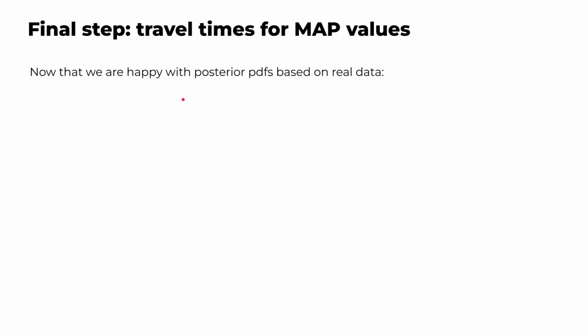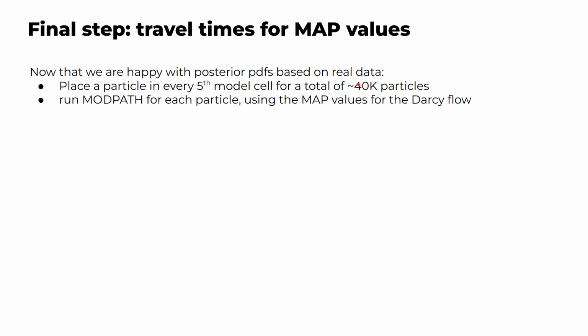Now that hopefully I convinced you that the posterior PDFs that we found with this procedure are good enough, we want to do forward UQ on travel times. So how do we do that? We place a particle in every 5th model cell. So in total, we're tracking 40,000 particles. We run the MODPATH module.